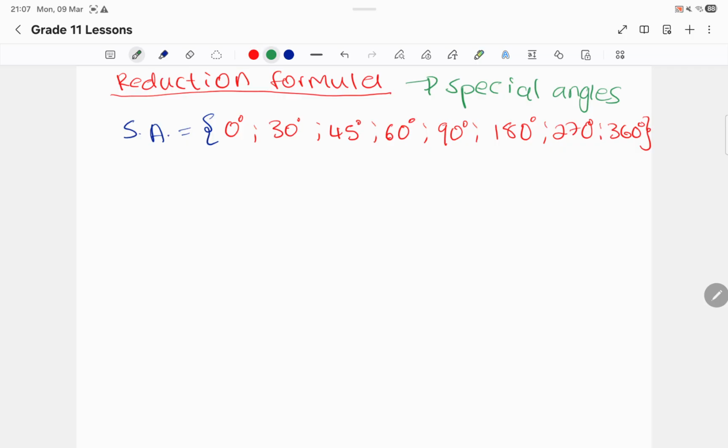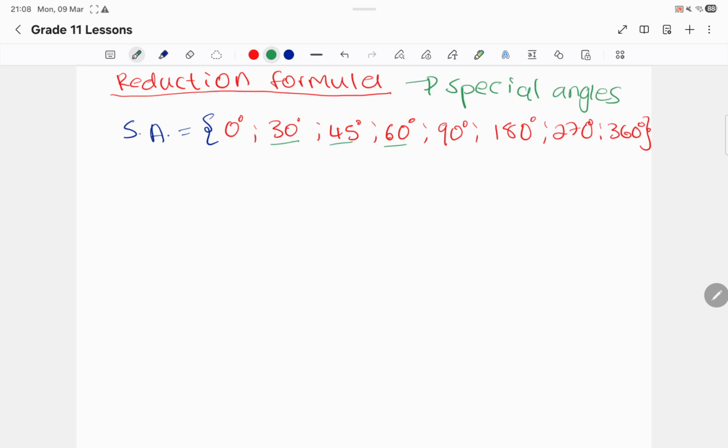However, there are angles where you can use special triangles to get their definitions. If you've got a trig ratio assigned to one of these special angles, you can use the special triangles, right? But in this case, we are looking at 0, 90, 180, 270, and 360.